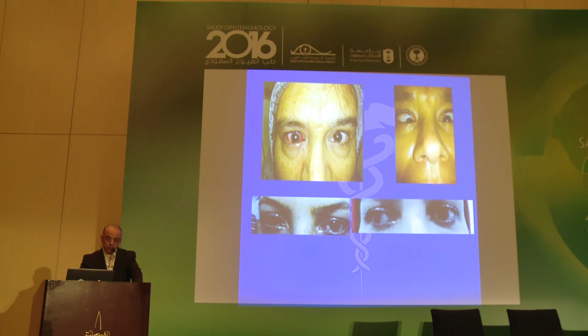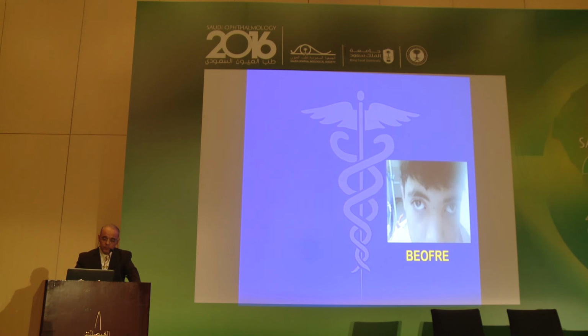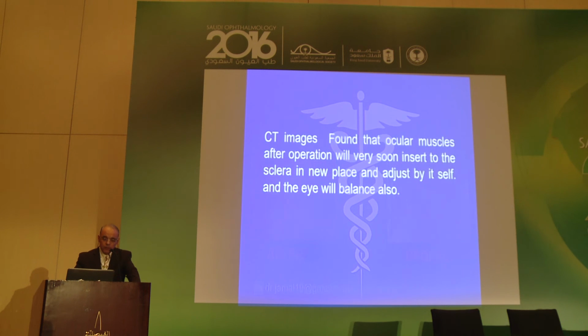This is reoperated. She had an operation before. She had exotropia. I do bilateral myectomy, and this is the result. This is the last patient. I put a suture because I feared in the beginning to lose the muscle. I put the suture and then I remove it. This is an amblyopic eye. Also, this is before and after.